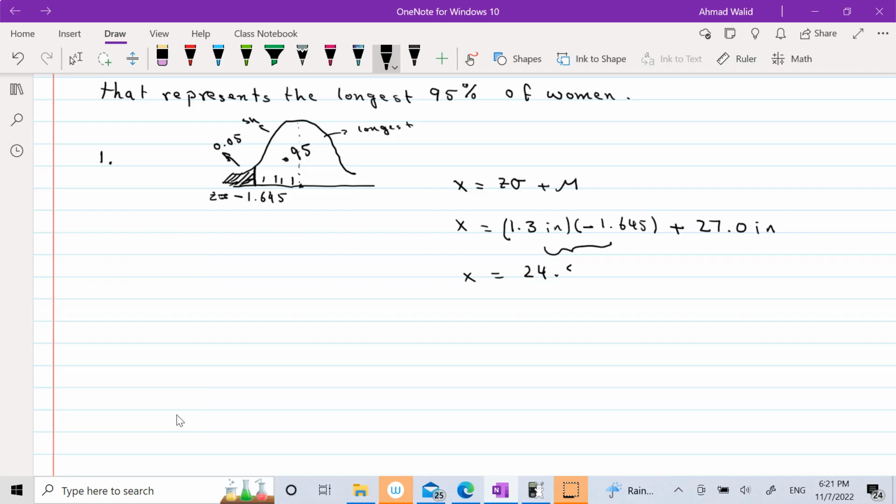If you do this, you will end up with 24.86 inches, correct? It means the longest, how far your CD player should be placed in your car, in your dashboard, 24.86 inches, correct? I'll stop the lecture.